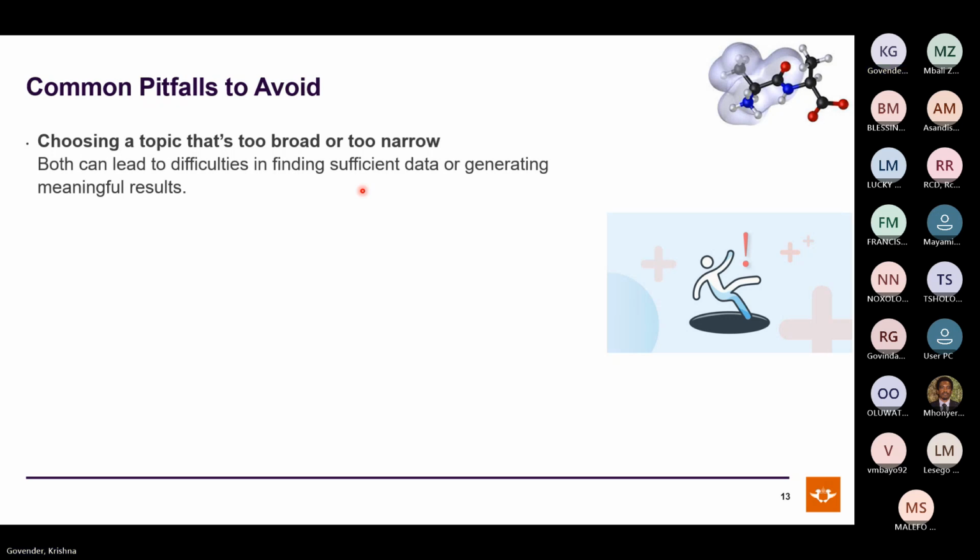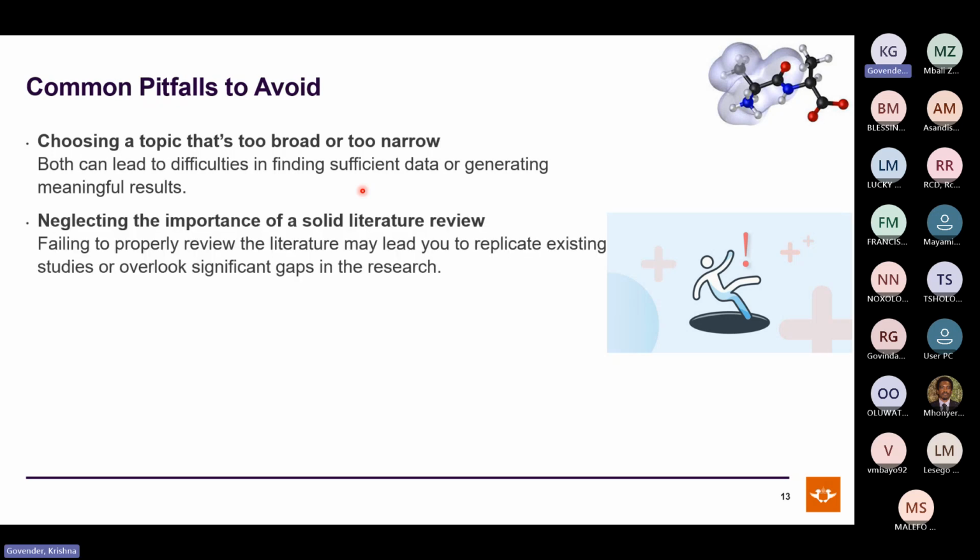And then neglecting the importance of a solid literature review. Failing to do a proper review of literature will most likely lead to you replicating the work that's been done by others. And then you basically haven't addressed any gaps. And when you try to publish, your work is going to constantly get rejected because you're not addressing any new questions.